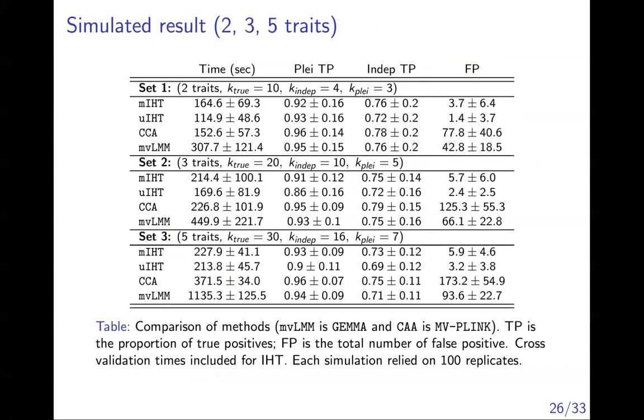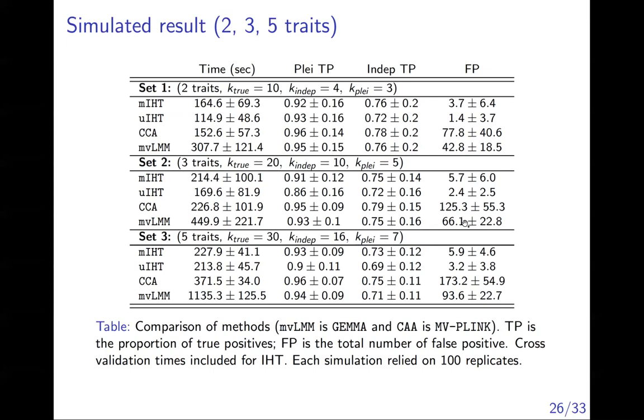Am I right that the multivariate IHT is a little bit better about picking up the true positives than the univariate? Seems like yes, for a small number of traits at least. That seems to be true. Although not much better, just slightly better.